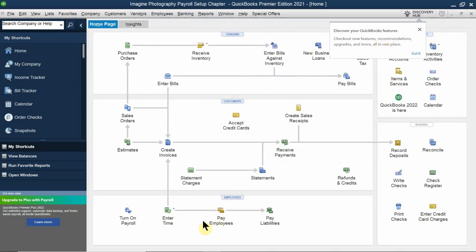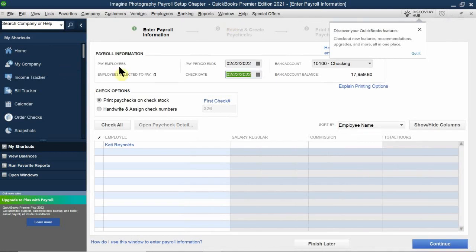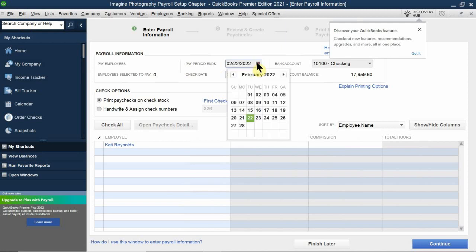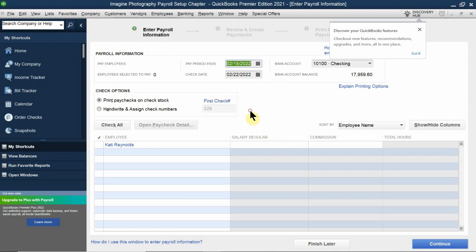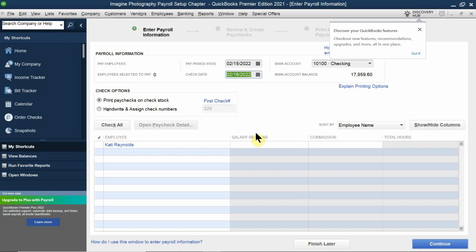Now I can officially go to my pay employees window, and it's just going to take me directly here. It's not going to take me to a payroll center because I don't have a payroll service, so it's not going to acknowledge that I have a payroll center. Let's cut Miss Katie her check. We could say the payroll period is February 15, and I'm going to pay her on the 16th of February. Just a scenario. I'm going to go to Katie.